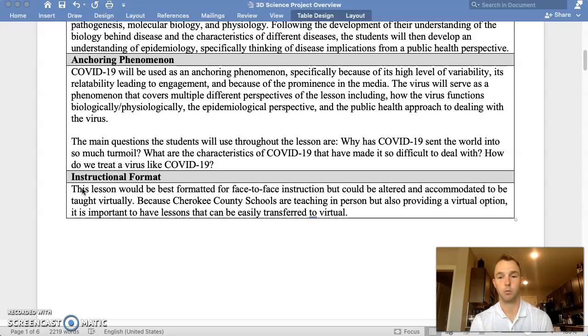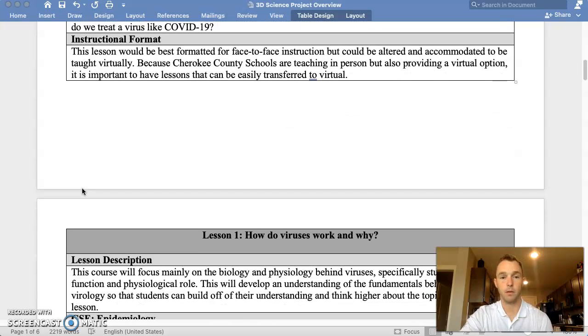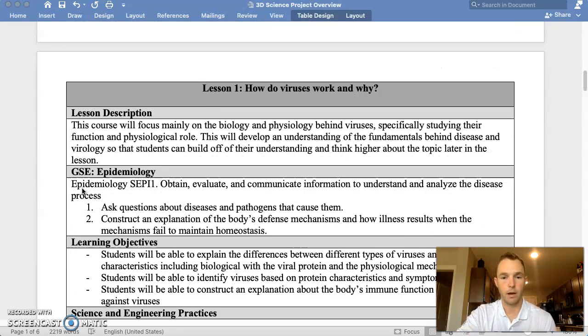So the main questions will be, why has COVID sent the world into such turmoil? What are the characteristics of COVID that have made it so difficult to deal with? And how do we treat a virus like COVID? This would be best done face-to-face, but because it's so crazy right now, it could be accommodated to be taught virtually. CCSD is offering in-person and virtual options, so I think it's a good idea to have lessons that work both ways.